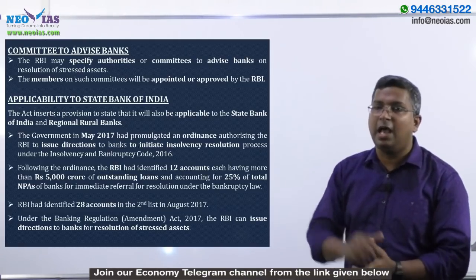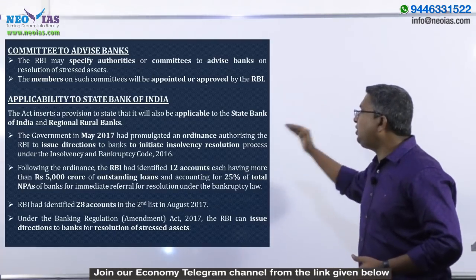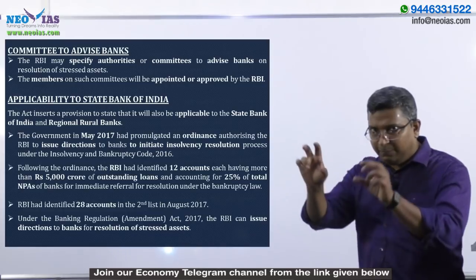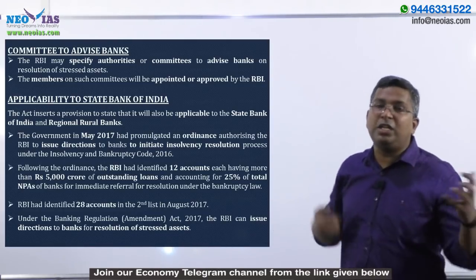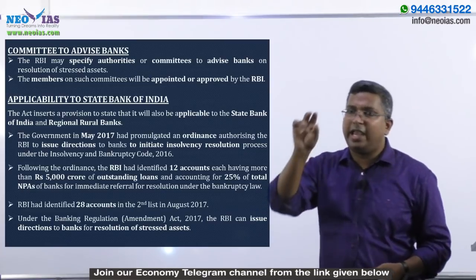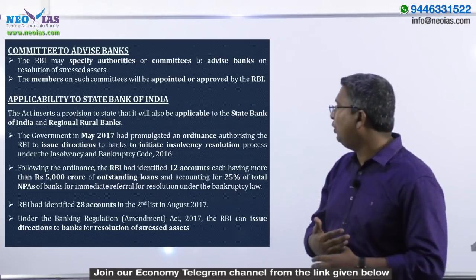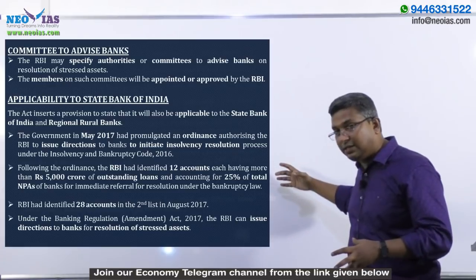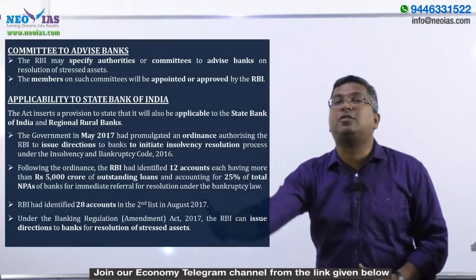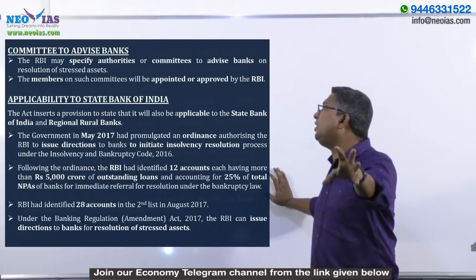Initially in June 2017, RBI identified 12 loan accounts with outstanding loans of 5,000 crore and above. Now that the RBI has been empowered to initiate insolvency proceedings, it picked these 12 NPA accounts. And this is a very important fact: these 12 accounts constitute 25% of the total non-performing assets of the country. Just 12 companies constitute one-fourth of the total NPA.